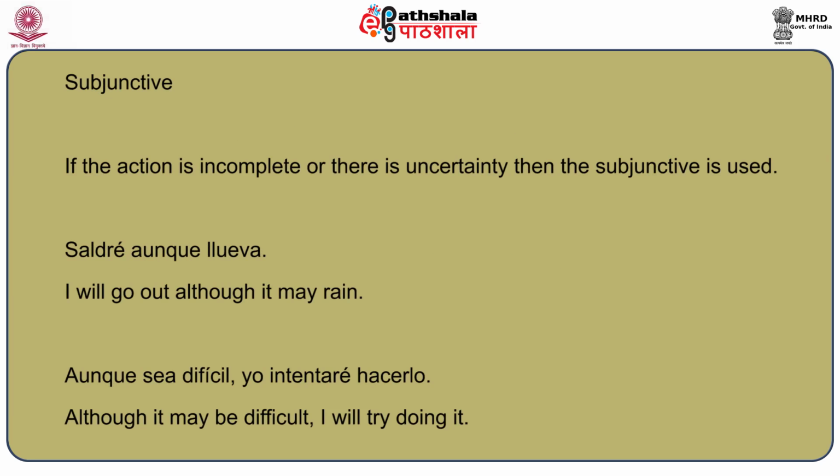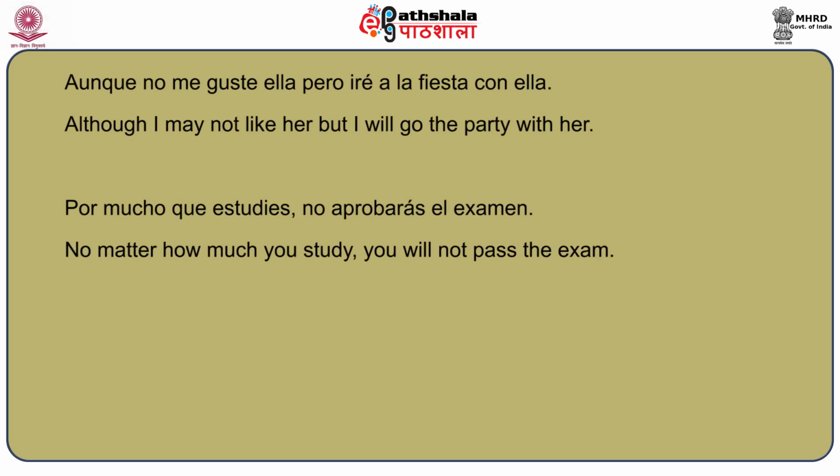Subjunctive is used if the action is incomplete or there is uncertainty, then we use the subjunctive in the dependent clause. Saldré, aunque llueva. I will go out, although it may rain. Aunque sea difícil, yo intentaré hacerlo. Although it may be difficult, I will try doing it. Aunque no me guste ella, pero iré a la fiesta con ella. Although I may not like her, but I will go to the party with her. Por mucho que estudies, no aprobarás el examen. No matter how much you study, you will not pass the exam.